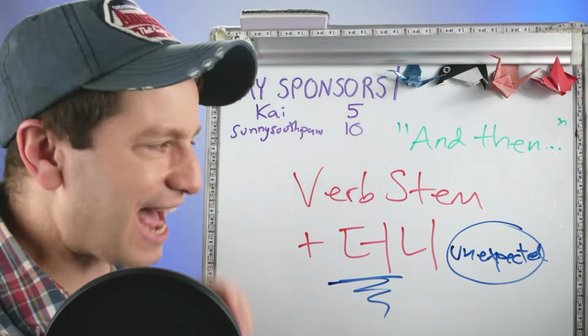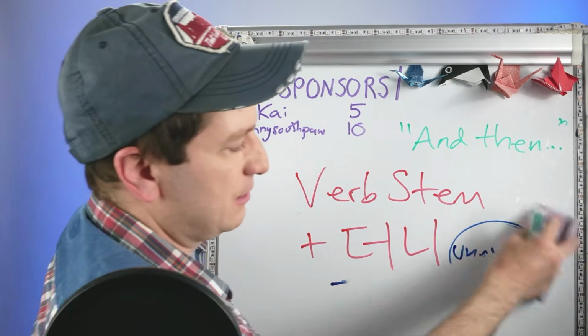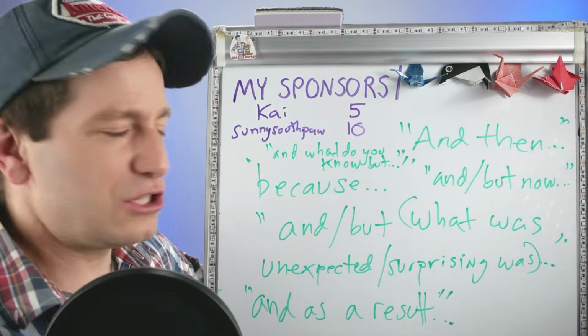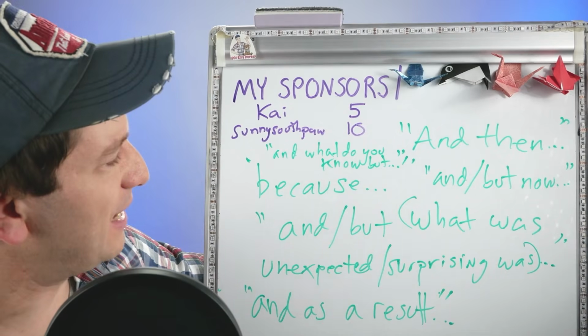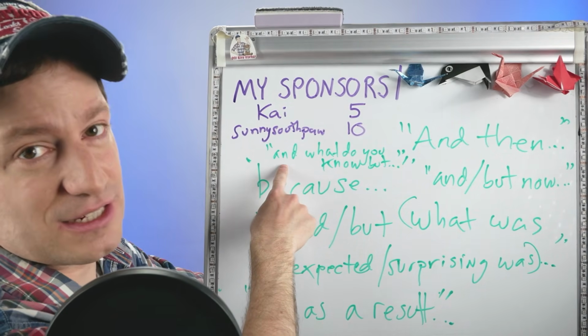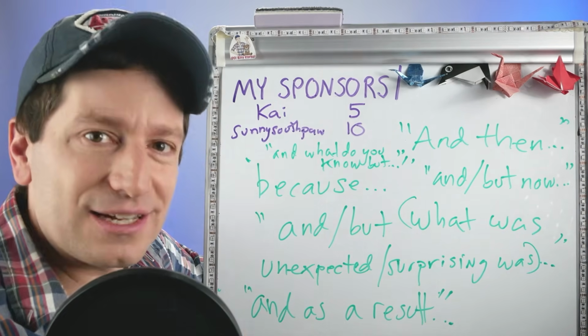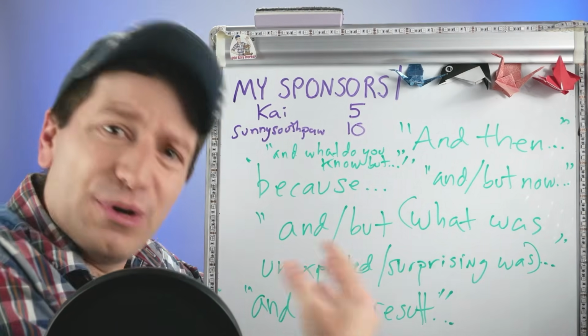This will translate naturally a few different ways. So first is just our default meaning of and then. But the nuance this has is kind of more like saying, because we're talking about something unexpected or surprising, it's kind of like, and what do you know, but, and it was surprising, right? We might say that, and what do you know, but this happened.